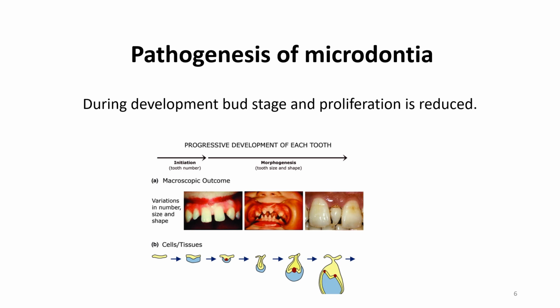Pathogenesis of microdontia. During development, the bud stage and proliferation is reduced.